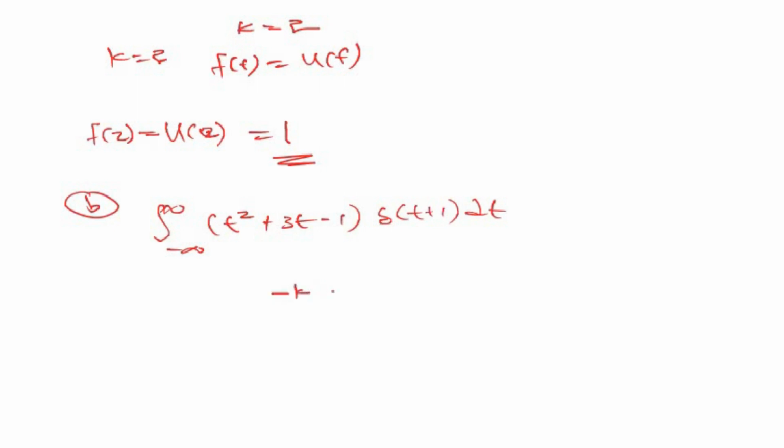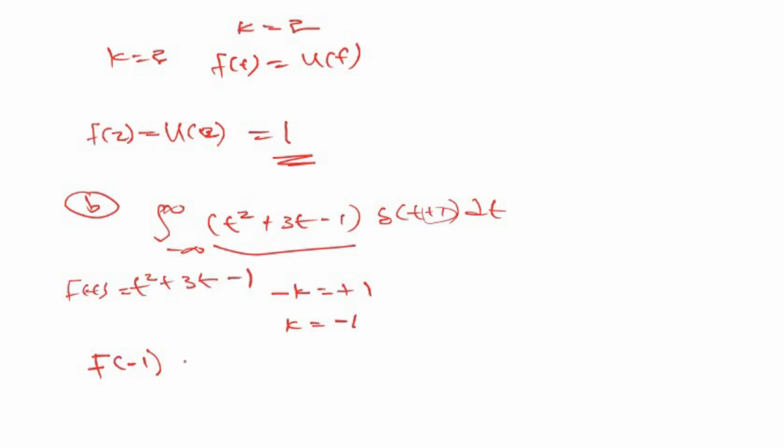We say minus k is equal to plus 1 here, so our k is equal to minus 1. So here we are just going to have f of minus 1. Our f of t is equal to t squared plus 3t minus 1. Now we are going to be inputting this into the equation, since our f of k will be equal to this: instead of putting t, we are going to input k in this formula.